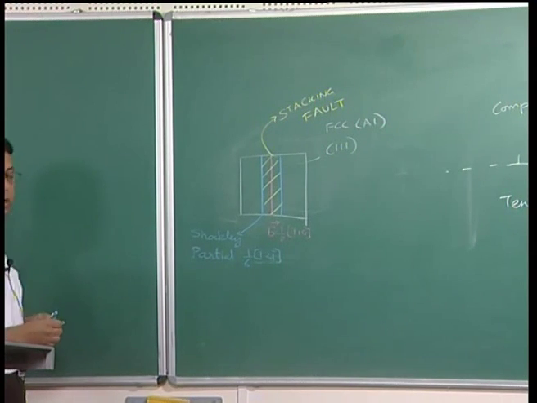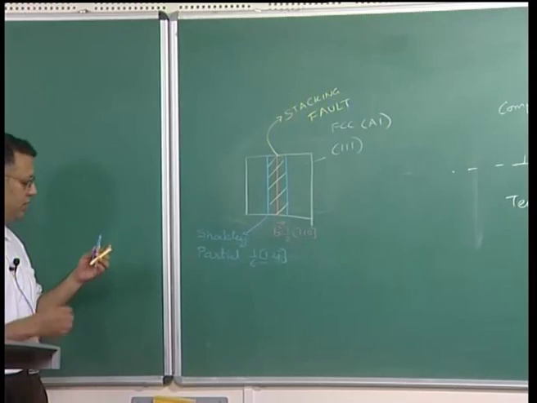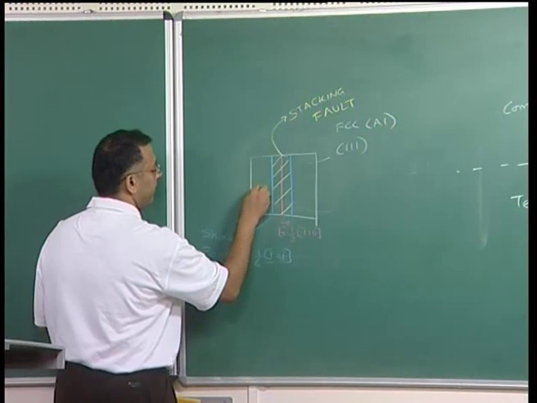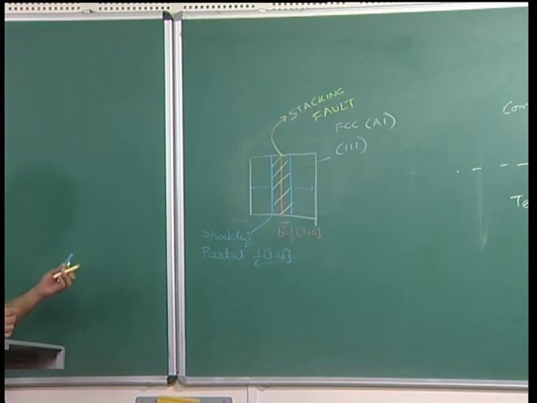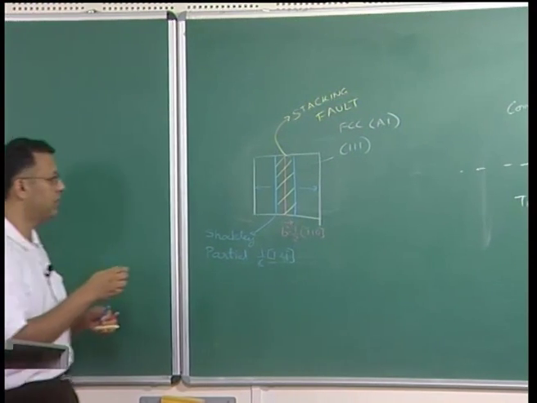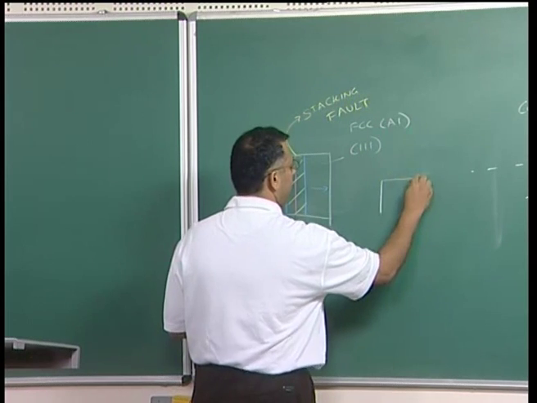Now, these partials will also be attracted towards the free surfaces. This to this surface and this to this surface. So in the end, what might happen is that you will actually land up in the end configuration as a crystal on the right hand side.